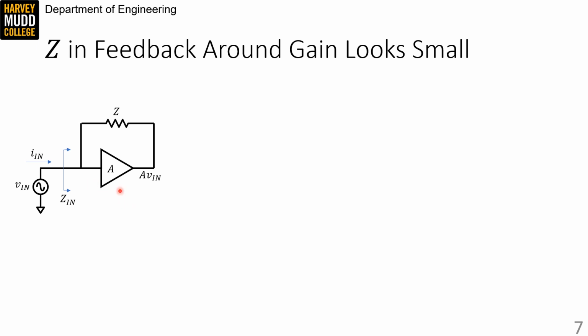We're curious how having this impedance Z in feedback around the amplifier affects the amplifier's input impedance. So we're looking at the impedance in here. Note that the input impedance would be infinite if we were just looking into this amplifier without Z. So Z is definitely going to lower our input impedance. The question is how much and why.